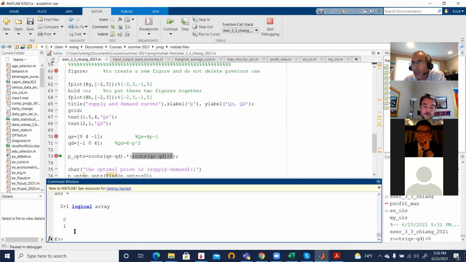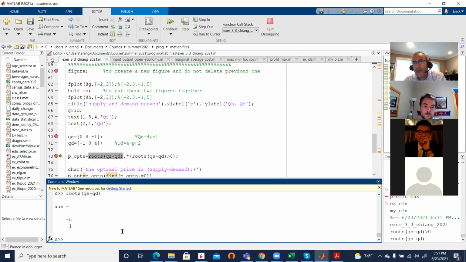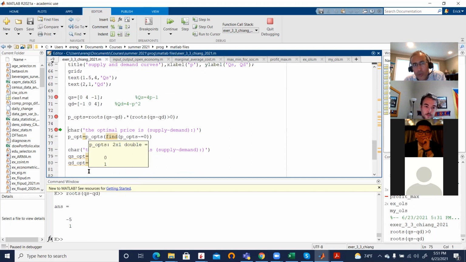You see 0 and 1. Do you see that? If you multiply 0 and 1, take a look at what happens to the roots. What are the roots? Minus 5 and 1. So if I multiply this by 0 and 1, which one is going to survive? 1. Agree? And that's exactly what this is going to be doing. So P opts is going to be 0 or 1. Okay, so 1 is the one that we select.